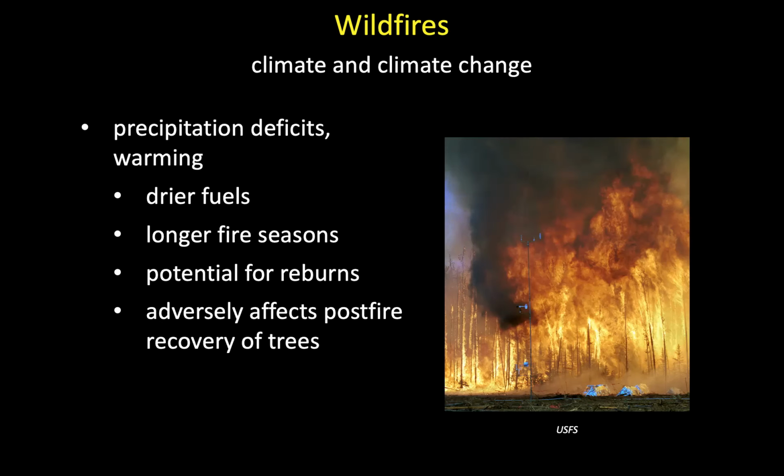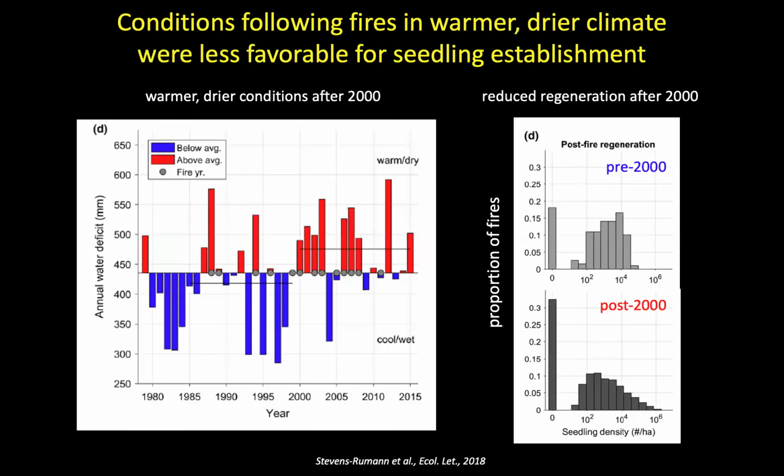tree species. And I'll illustrate that with this study from Stevens-Ruman, who looked at fires in the US Rocky Mountains over the course of the last few decades. The authors first looked at the change in climate during that time, and they used the annual water deficit as an indicator. So you can see before 2000, there were many blue bars indicating relatively cooler and wetter conditions, whereas the water deficit increased during the later part after 2000, indicating relatively warmer, drier conditions.